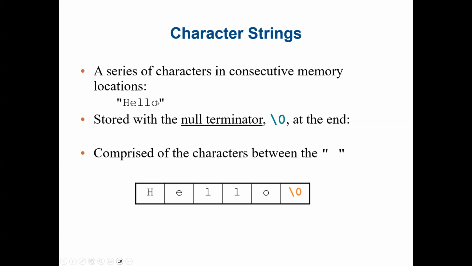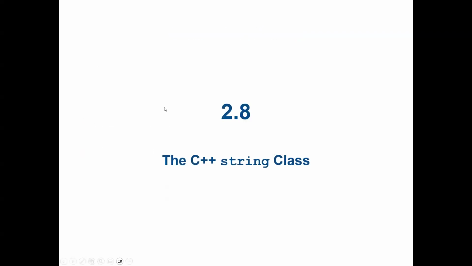And normally a string always ends with a null terminator, which is backslash and 0. Again, we don't type it by default, because a string will always be in double quotation marks. Again, a character is in single quotation marks.